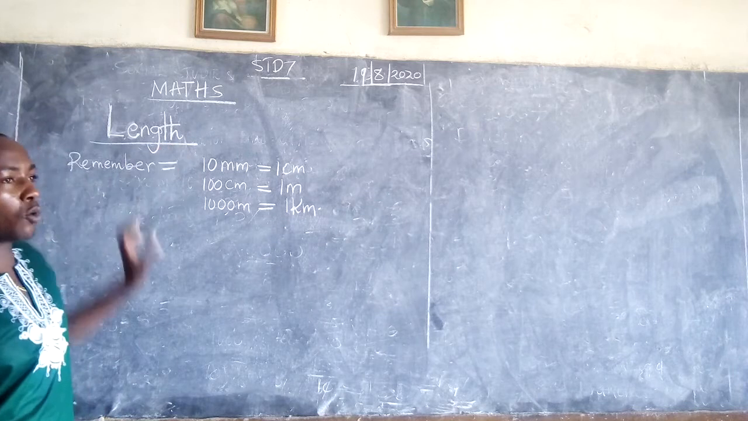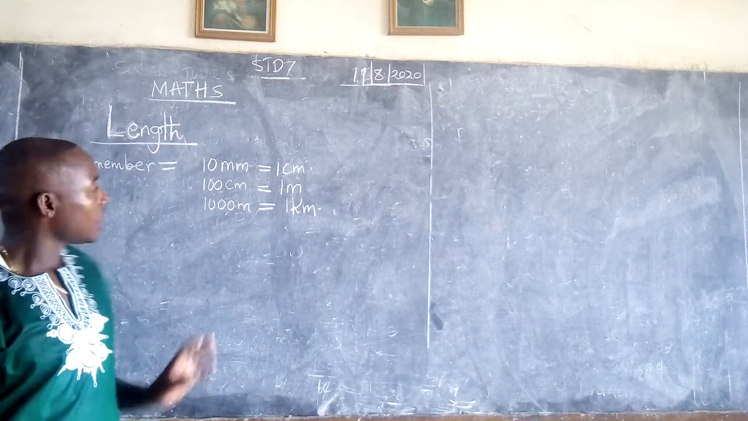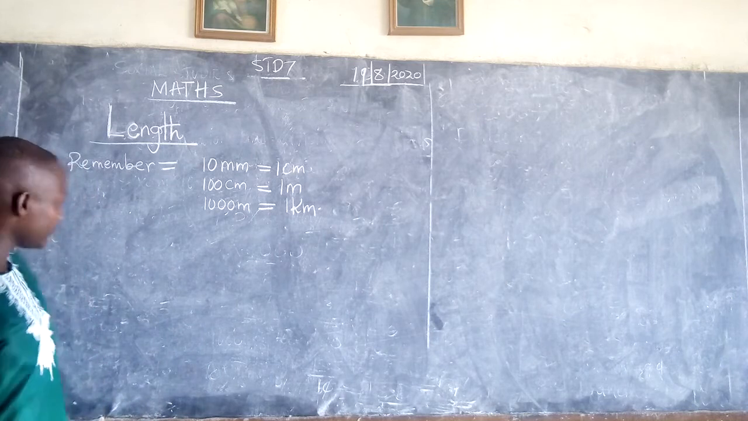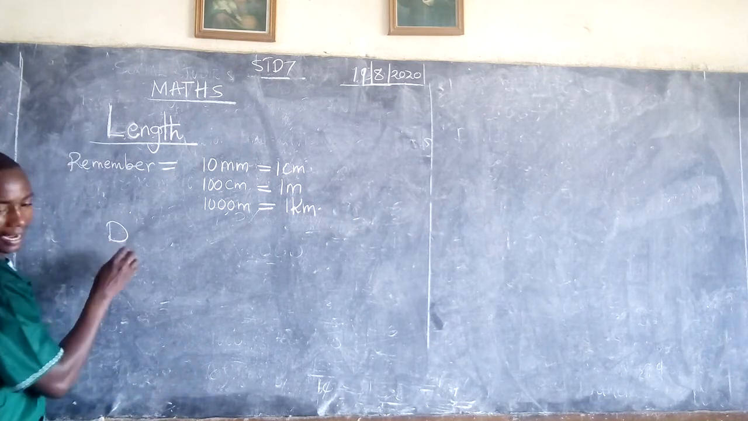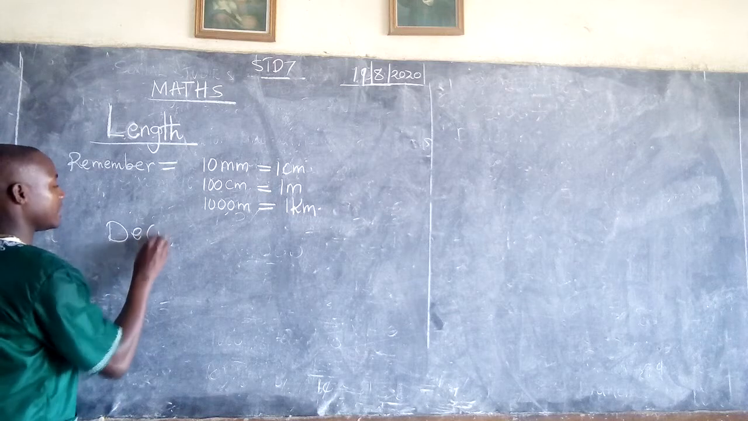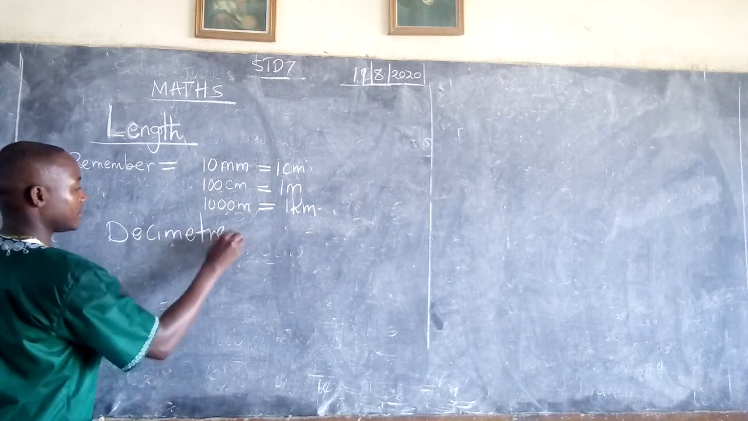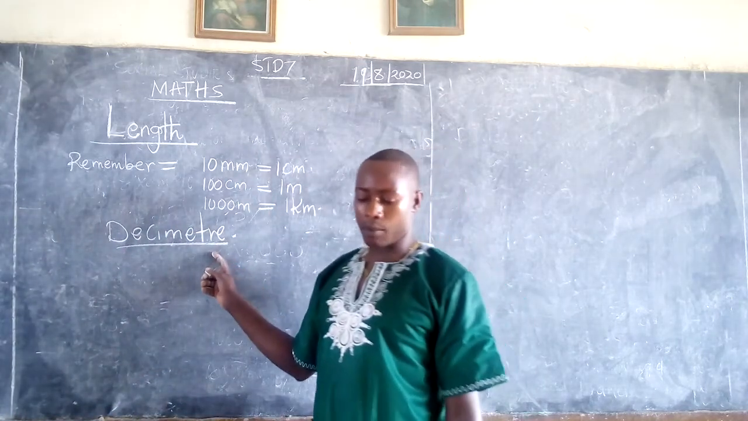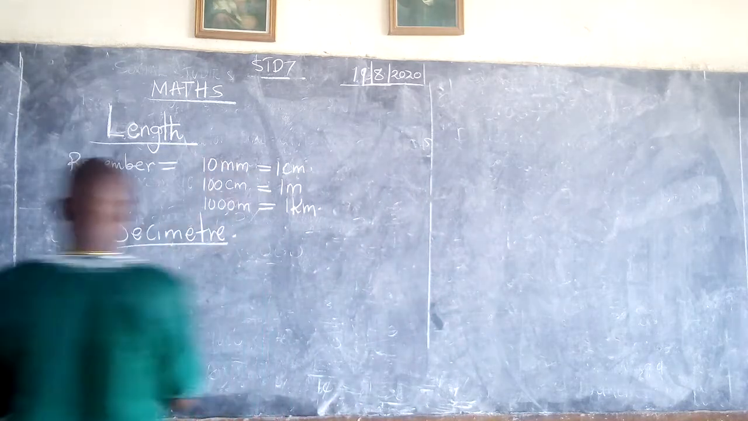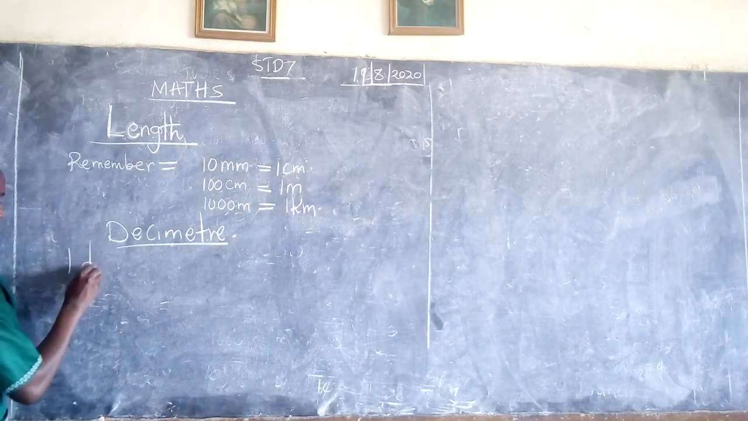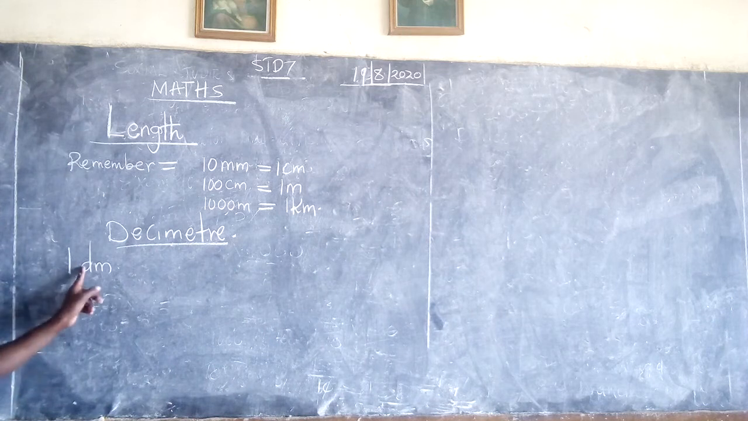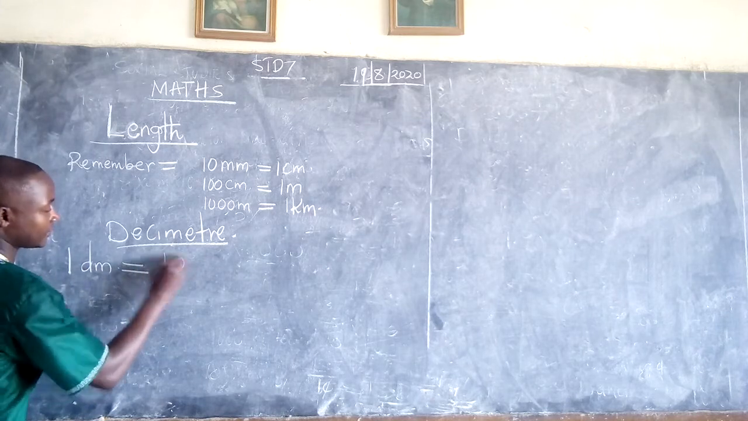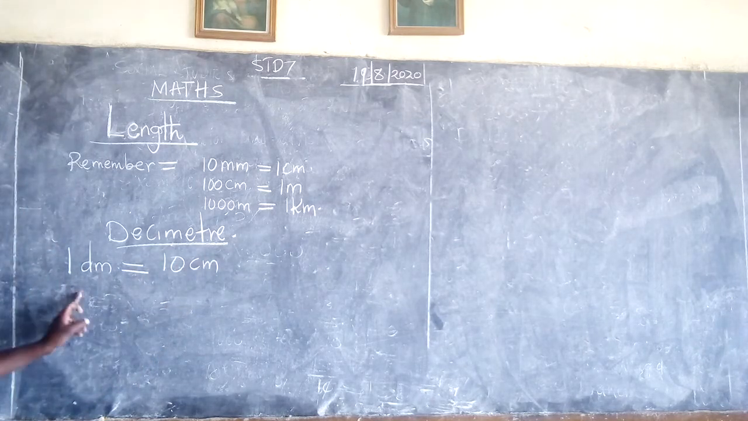But today, I want to introduce new length. And the first one is what we call a decimeter. Decimeter is another unit of measurement, whereby 1 decimeter is written using small letter d. 1 decimeter is equal to 10 centimeters.